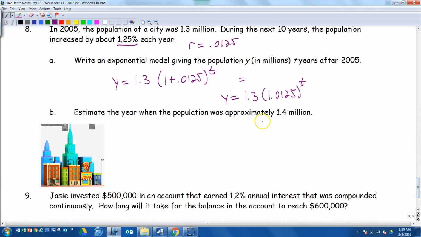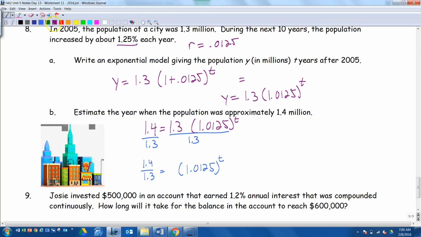Estimate the year when the population was 1.4. So I'm going to put a 1.4 on this side, a 1.3 still on this side. I still have the 1.0125 to the t. So again, we have to solve this. The first thing you have to do is get rid of the thing in front. So I get 1.4 over 1.3 equals just the exponential piece. Now I can natural log both sides, and the t will come down. So I get the natural log of 1.4 over 1.3 equals t times the natural log of 1.0125.